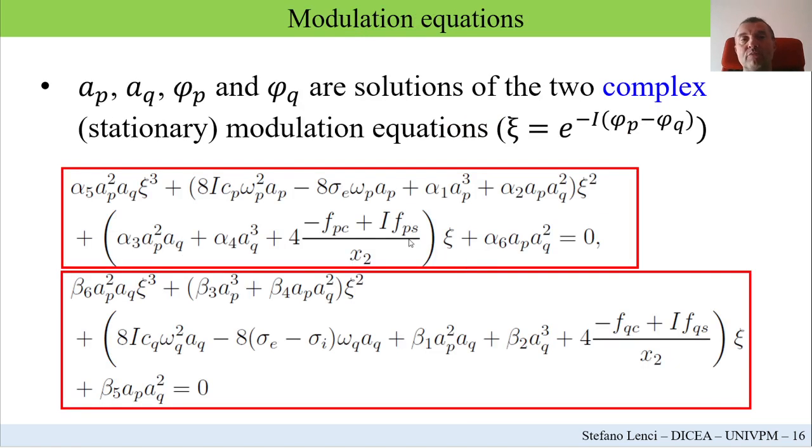Okay, after a long computation, you find that the amplitudes AP, AQ and the phases phi P and phi Q of the solution are solutions of the two complex modulation equations that basically come from the solvability condition. These are two complex equations. Two complex equations mean four real equations. With these four real equations, you can obtain in general your four unknowns as functions of the excitation amplitude, excitation frequency, which is inside the tuning parameters, etc.